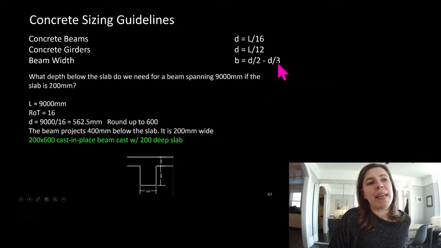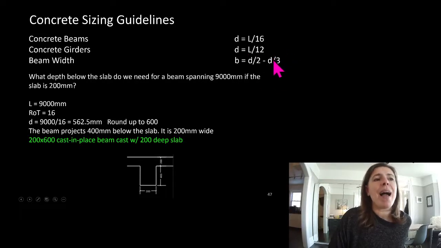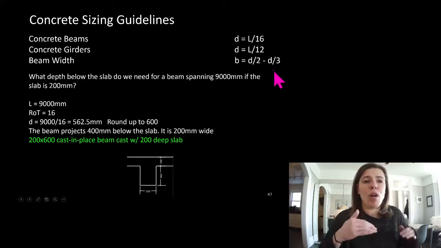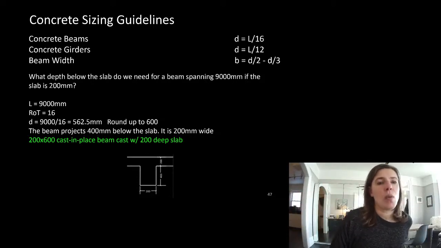D/2 to D/3, again, really crappy sizing guidelines. This is just to draw something visual. I tend to stick more to the D divided by 3 side of the rules, but you're going to see sometimes we'll draw wide, flat beams in concrete. Concrete is an interesting one where the sizing guidelines are slightly less helpful, or there's more room for variety when you do the final design, if you want to think about it that way. So I'm going to use the D divided by 3 rule.